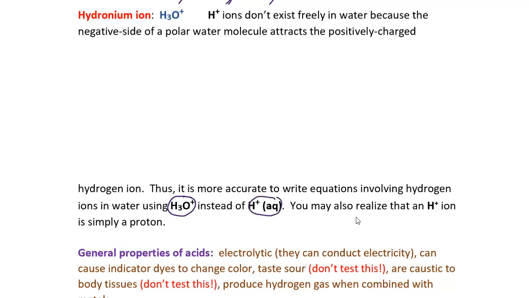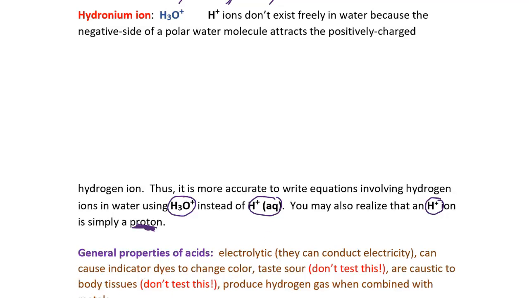H positive aqueous. You might also realize that an H positive ion is simply a proton. A neutral hydrogen atom has one proton in the center and one electron revolving around. But if it loses that one electron to become an H positive ion, then what remains? Just a proton. Hydrogen doesn't even have any neutrons in the center. It just has a proton. So every time this year when we've been writing H positive ions, we're really just saying a proton.